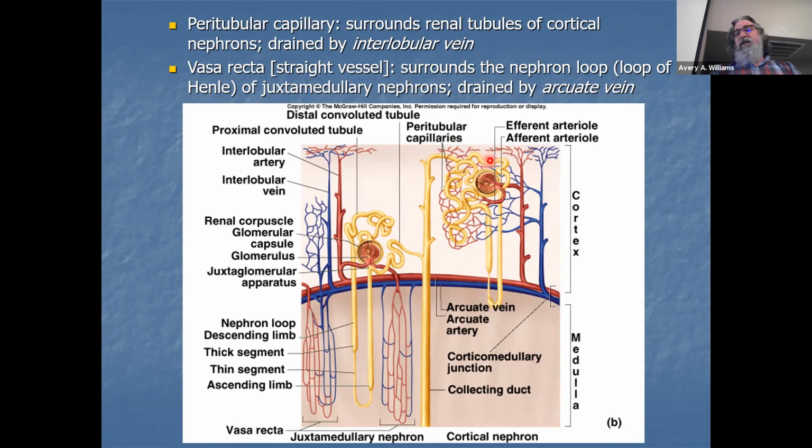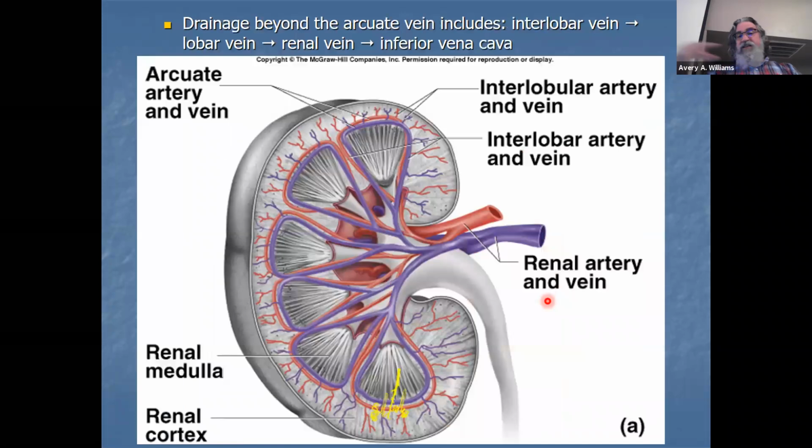The cortical nephrons, the peritubular capillaries, drain into the interlobular veins first, and then the interlobular veins drain into the arcuate veins. So that makes you see the difference. See, these tap directly in. These, of course, have to travel by the interlobular veins. But once you're in the arcuate veins, it's basically you're running in reverse.